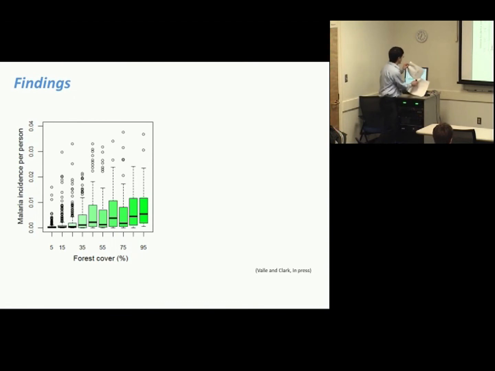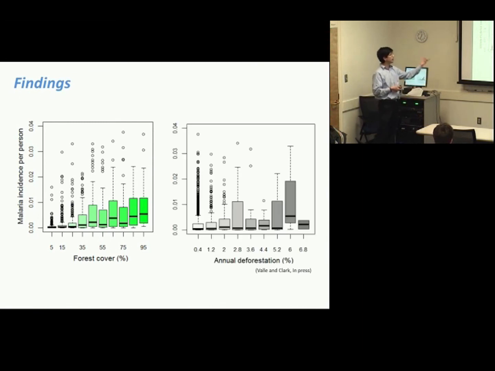So we can still keep on going with this visualization exercise by plotting data differently. This time I'm plotting malaria incidence per person. So it's kind of standardizing by dividing by population size. And you can see this nice increase with forest cover. Not necessarily nice for the people that live there. Still, it seems really evident from this plot.